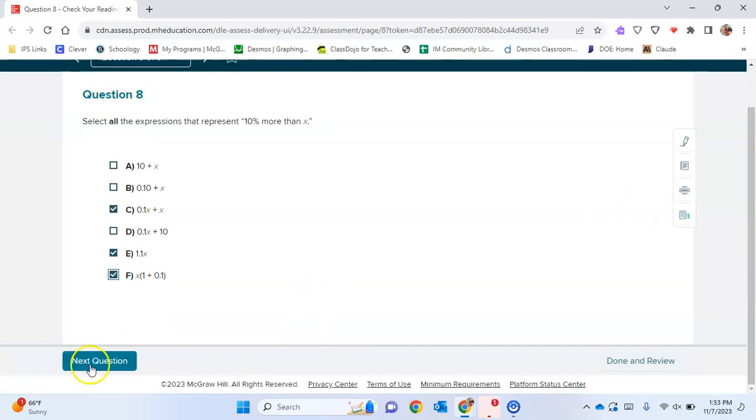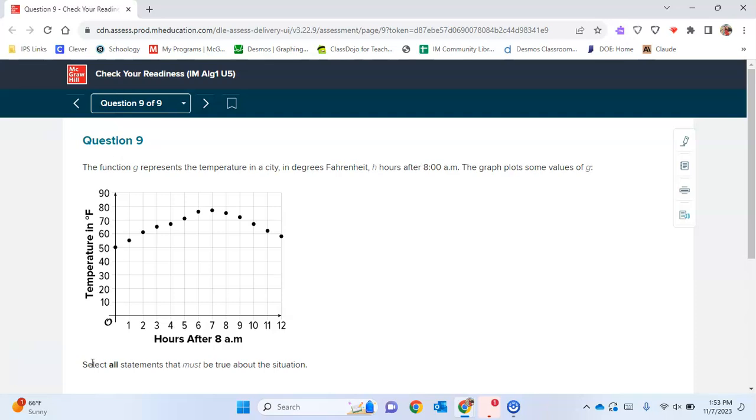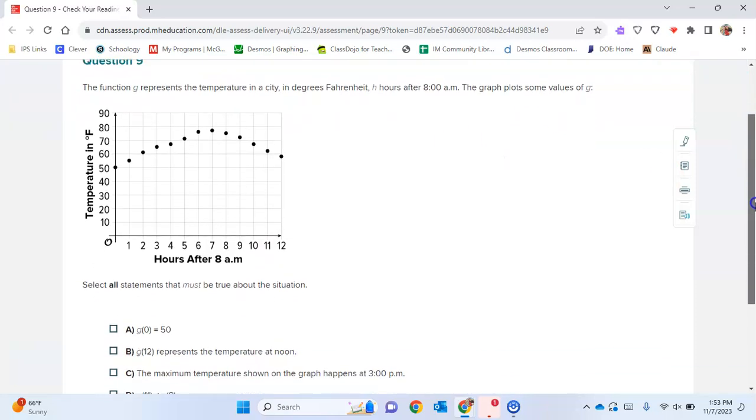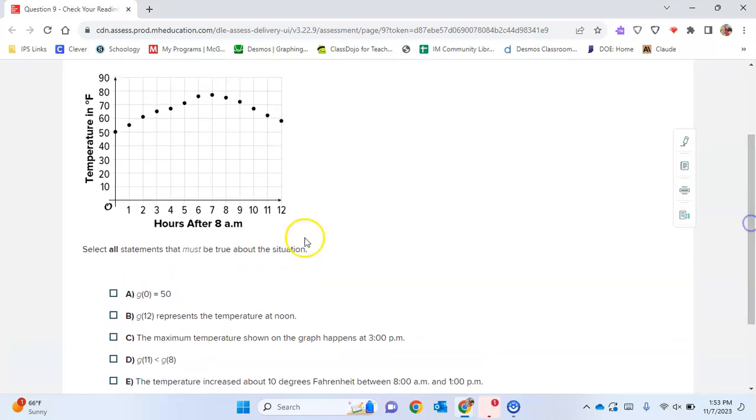One more question. The function g represents the temperature in a city in degrees Fahrenheit 8 hours after 8 a.m. The graph plots some values of g. Select all statements that must be true. g of 0 is 50. So at 0 hours it was 50. That is true.